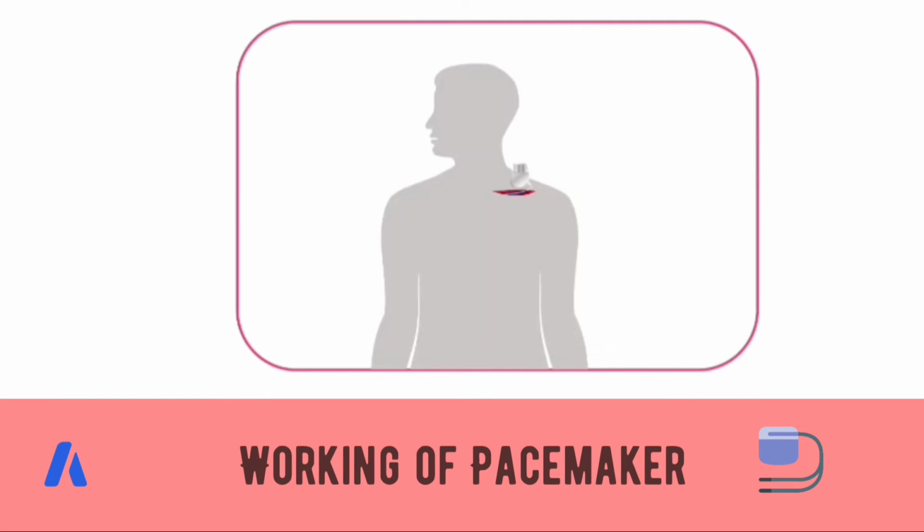In a single-chamber pacemaker, a single lead placed in one of the chambers of the heart performs both pacing and sensing functions. Now that you have understood how a pacemaker works, let us look at the parameters that can be adjusted in a pacemaker.